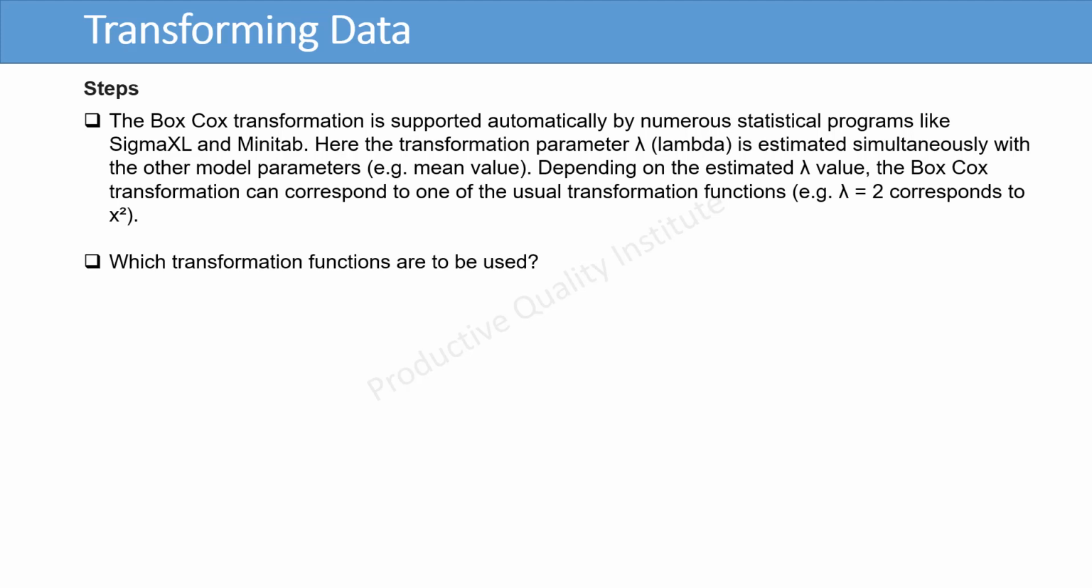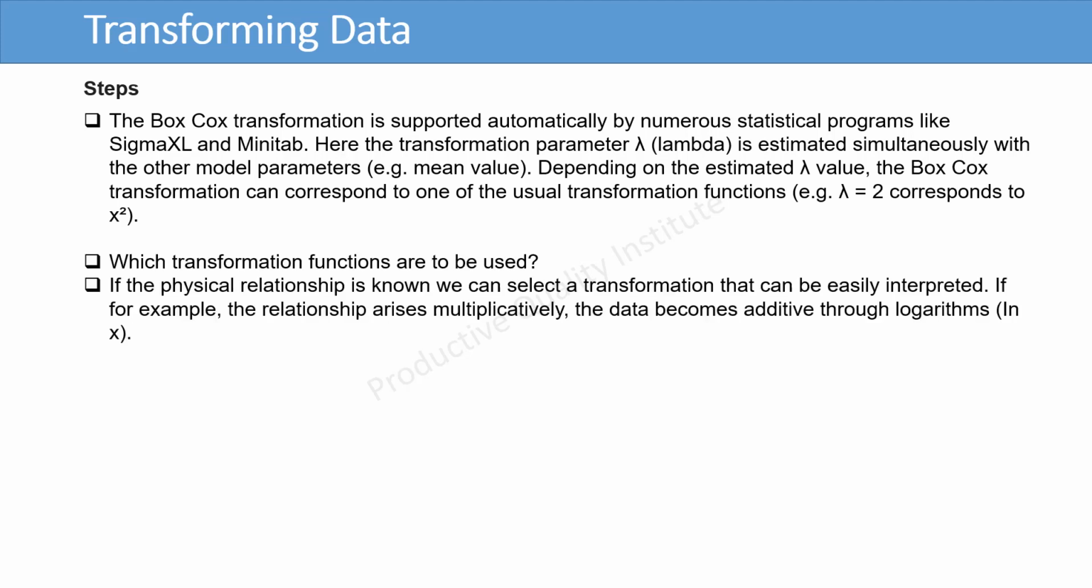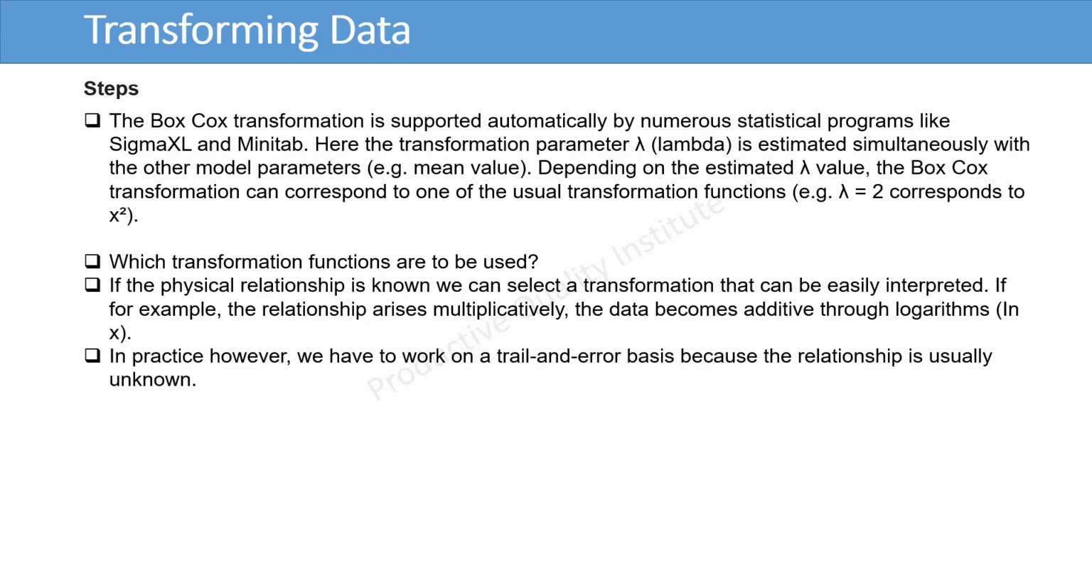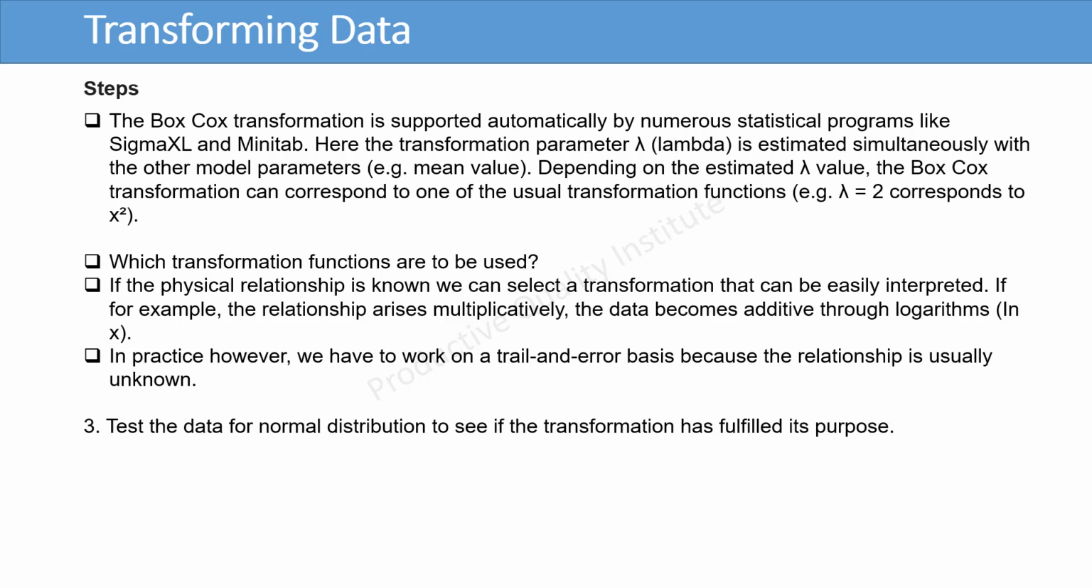Which transformation functions are to be used? If the physical relationship is known, we can select a transformation that can be easily interpreted. If, for example, the relationship arises multiplicatively, the data becomes additive through logarithms, the natural logarithm, log of x. In practice, however, we have to work on a trial and error basis because the relationship is usually unknown. Test the data for normal distribution to see if the transformation has fulfilled its purpose.